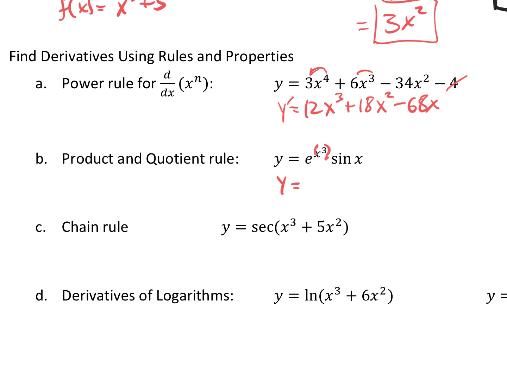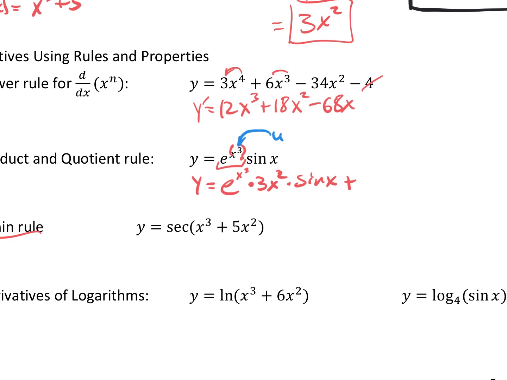So chain rule says take the derivative of the outside. Well, the derivative of e to the u is just e to the u. In other words, it stays the same, e to the x cubed, times the derivative of u. So u in this case is x cubed. So what's the derivative of x cubed? 3x squared. So that is the derivative of the first thing times the second thing, plus the first thing times the derivative of sine, which is cosine.